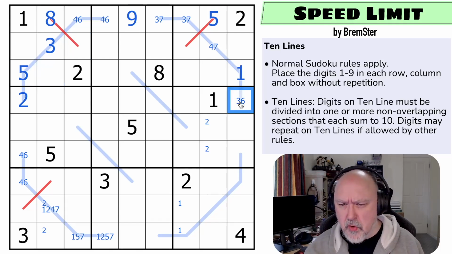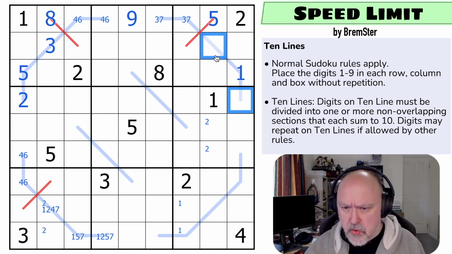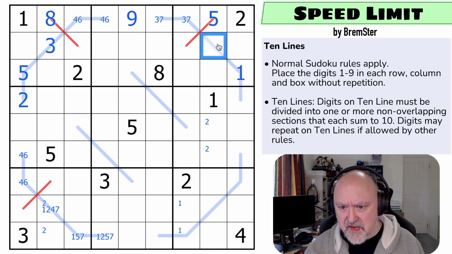Hang on, I've got this wrong. This is wrong. These have to sum to 9. They can't be 1, 8. They can't be 2, 7. 3, 6 with 6 here and 3 here, or 4, 5 with 4 here and 5 here. That's better.